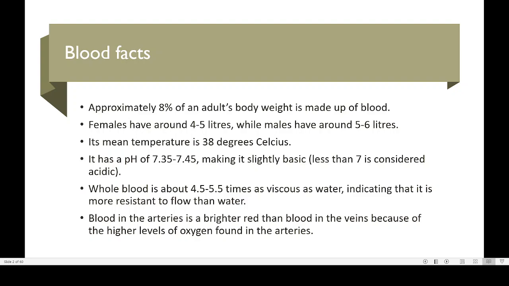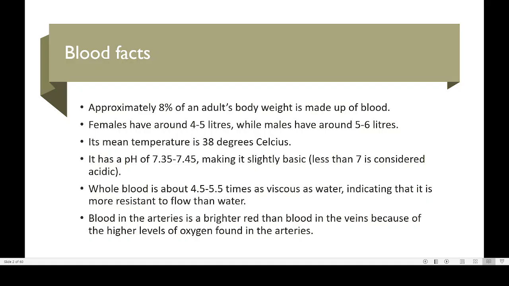Now females have 4 to 5 liters of blood, while males have 5 to 6 liters of blood because of the larger body size. Mean temperature means the average temperature of the blood will be around 38 degrees centigrade, slightly 1 degree higher than the general mean temperature of the body. Now coming to the pH of the blood, it is 7.35 to 7.45. That means 7 is the neutral pH, so 7.35 means very slightly alkaline or very slightly basic.